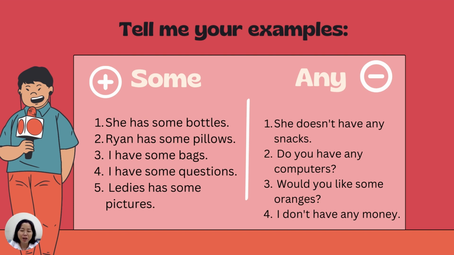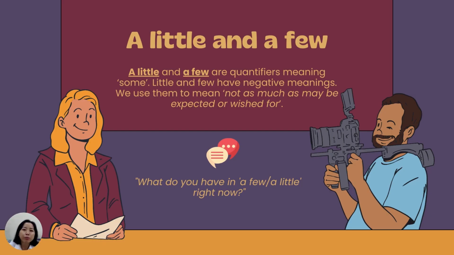Yes, good. What about on the right side, the examples of any? Well, number one, she doesn't have any snacks. True. Number two, do you have any computers? Great. Number three, would you like some oranges? Great. Number four, I don't have any money. Perfect.